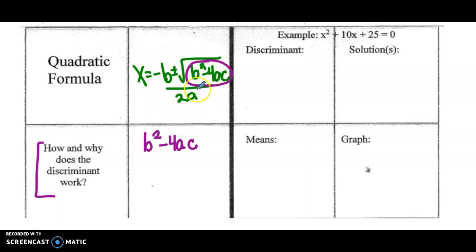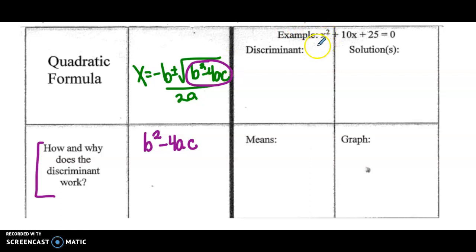If I get an imaginary number underneath here, that means it's never going to cross the x-axis, and I'm going to get two imaginary solutions. If I get a perfect square underneath here, that's going to give me a rational solution because I can figure out that answer. And if I don't get a perfect square, it's going to give me an irrational. So let me show you an example of one, and then I'll have you try the other two.